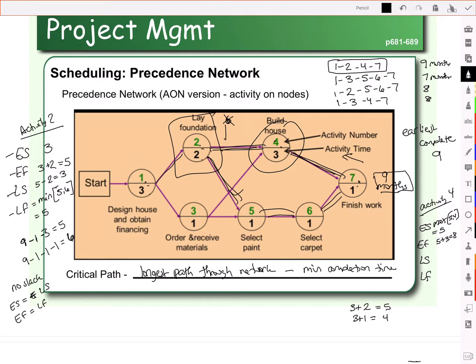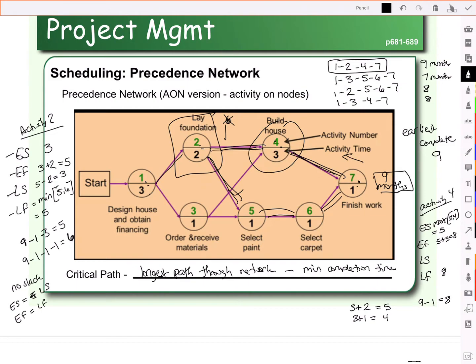So the latest we can finish, we take our 9 months and we subtract the activities that come after activity 4. Well, there's one activity after activity 4, which is activity 7. It takes 1 month. And notice that that's the only route after activity 4. So we don't have to do any mins or maxes. In this case, the latest we can finish activity 4 is to give enough time to just do activity 7 after it, which takes 1 month. So the latest we can finish activity 4 is at 8 months.